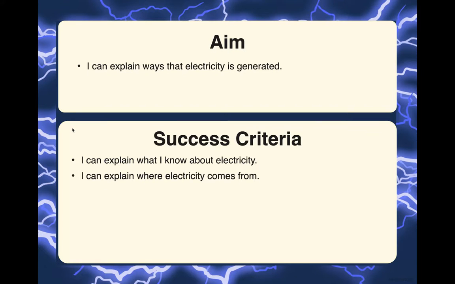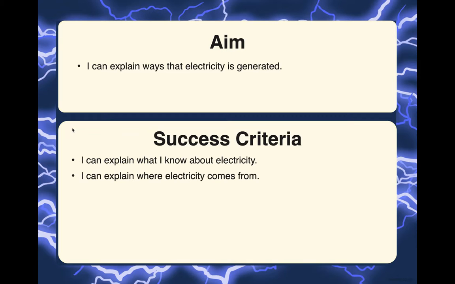So just to overview our objective: I can explain ways that electricity is generated. Say it one more time with me. I can explain ways that electricity is generated. And then say it out loud once to yourself. I can explain ways that electricity is generated.